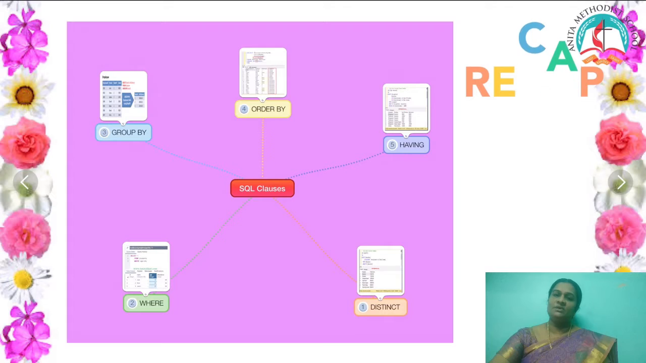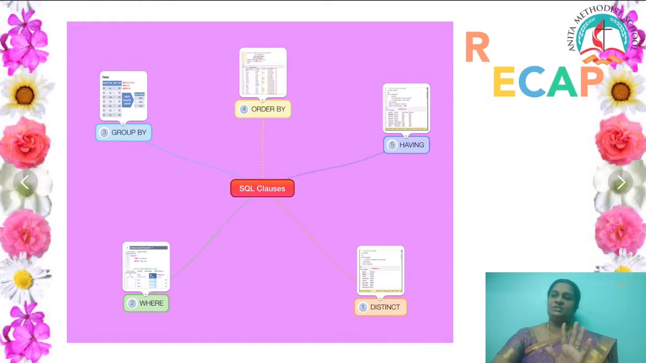And what is the last one? Having. What is the use of having, children? It does the same thing as whatever the where class does. Okay, so 5 classes. It's a very important question. Distinct, where class, group by, order by, having. These are the 5 important SQL classes that we learnt in the last chapter.